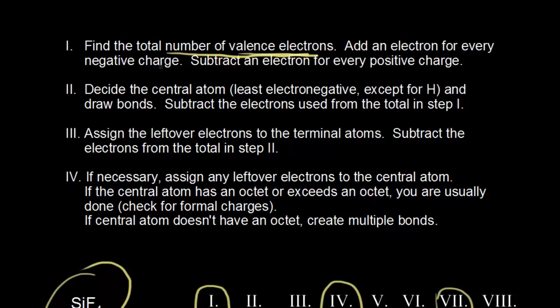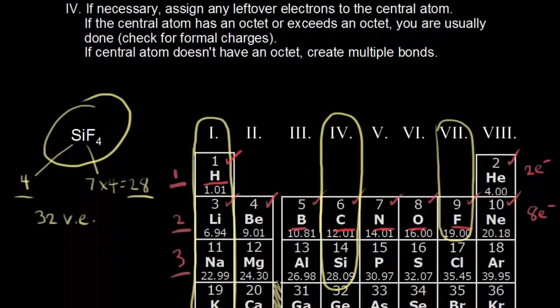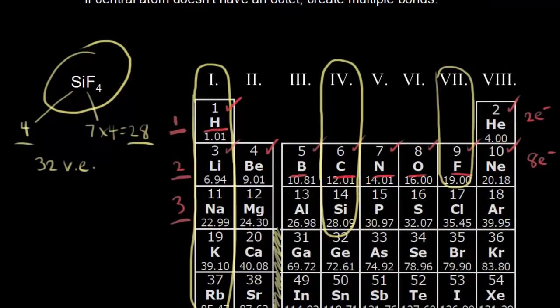We don't have any kind of charges, so we don't need to worry about the rest of step 1 here. We move on to step 2, where we decide the central atom of our dot structure. The way to do this is to pick the least electronegative element that we have here, and then draw the bonds. For our example, we're working with silicon and fluorine, so we can go ahead and find those again on our periodic table.